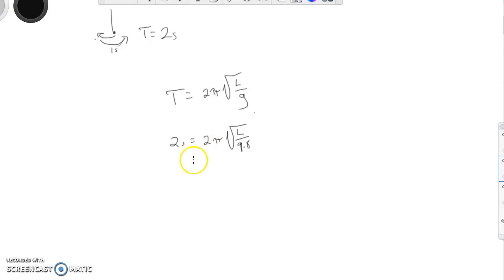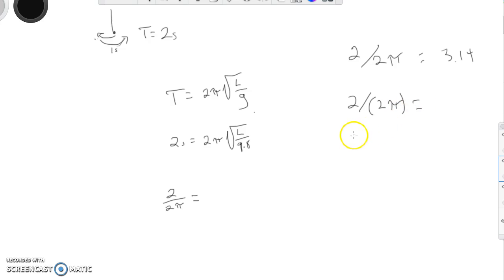Okay, so to solve this, we'll divide by 2 and divide by pi. Be careful when you put this in your calculator with order of operations. If you put in 2 divided by 2 pi, this is going to end up dividing by 2, then multiplying by pi, and it's going to give you 3.14, which you don't want. Instead, you need to divide by 2 pi. That will give you what you want, as will 2 divided by 2 divided by pi.